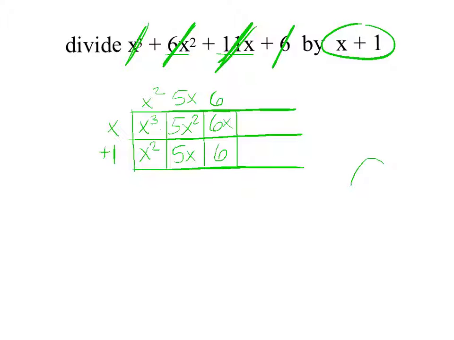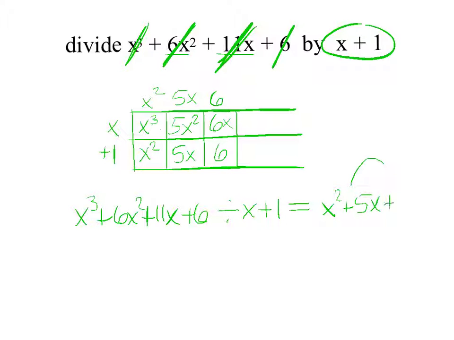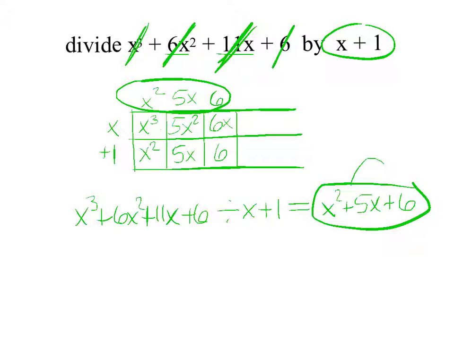Now, let me tell you how you can write this. This problem says to divide, so it's saying take x cubed plus 6x squared plus 11x plus 6, and we're dividing by x plus 1. And I can tell you that that equals x squared plus 5x plus 6. Okay, so we're writing our answer, the answer that we got here. That's our whole answer for the problem, because the problem says to divide it.